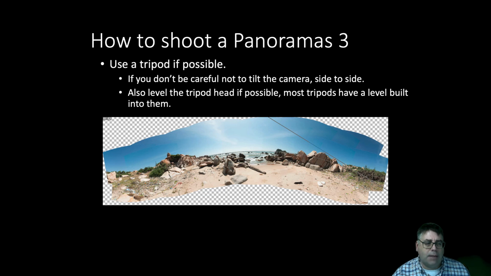Most tripods have a level on the head of them. If they don't, you just bring a little level and level the head so that when you actually turn the tripod, you're spinning in a nice even horizon line. Because if it's tilted, the camera is going to go down like this and then back up and then over, and it's going to make a very strange and odd horizon line.